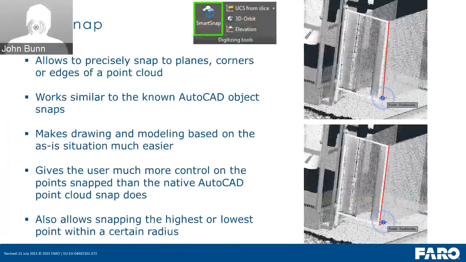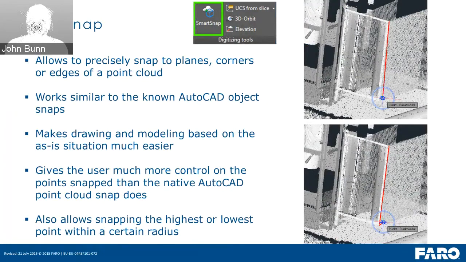The smart snaps, in my opinion, is one of the better features that has been put in across all the pro, building, plant, etc. products. What smart snaps is, is the ability to snap to very specific points within a search region. For example, you have your corners and edges, which I think are probably going to be the ones that are most used. You also have a high point and low point.